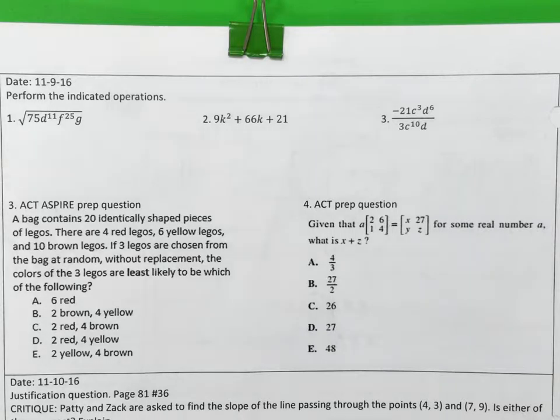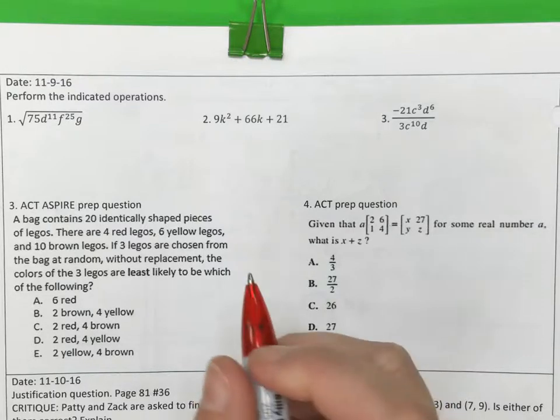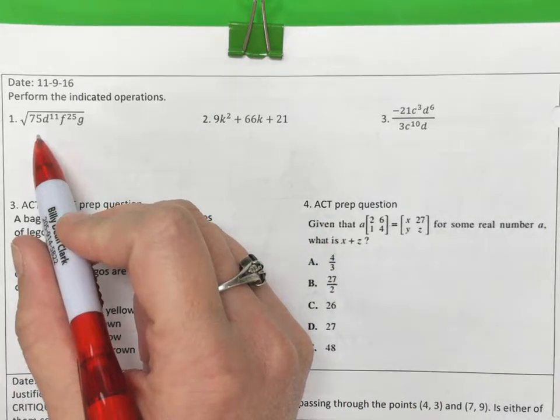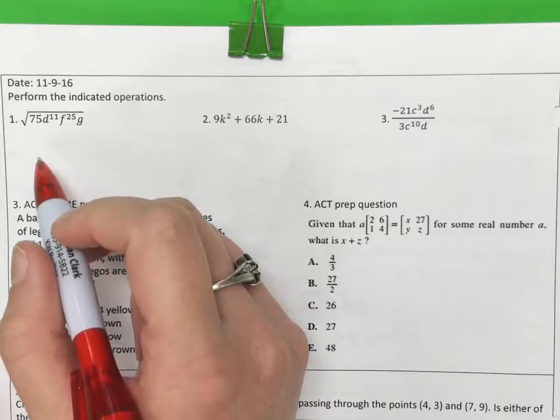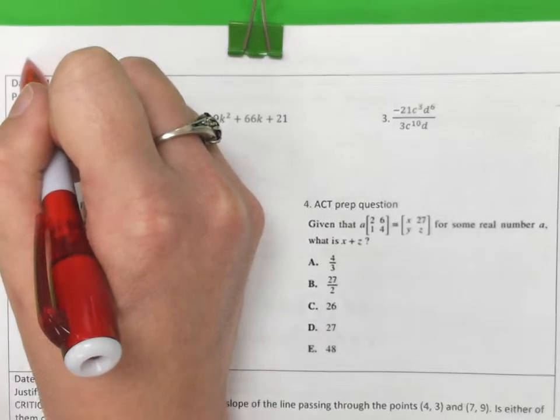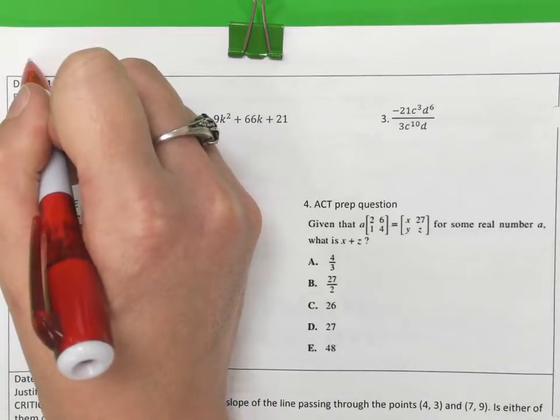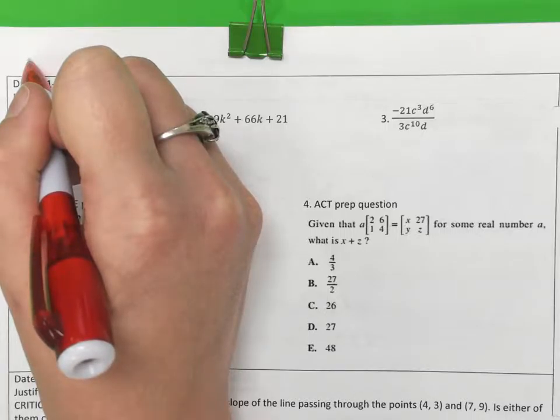Alright guys, here we go. So 75. Is 75 a perfect square? No. So is there a perfect square that goes into 75? So we might want to write our perfect squares. What's the first one? 1 times 1 is 1. Is 1 a perfect square? Yes.